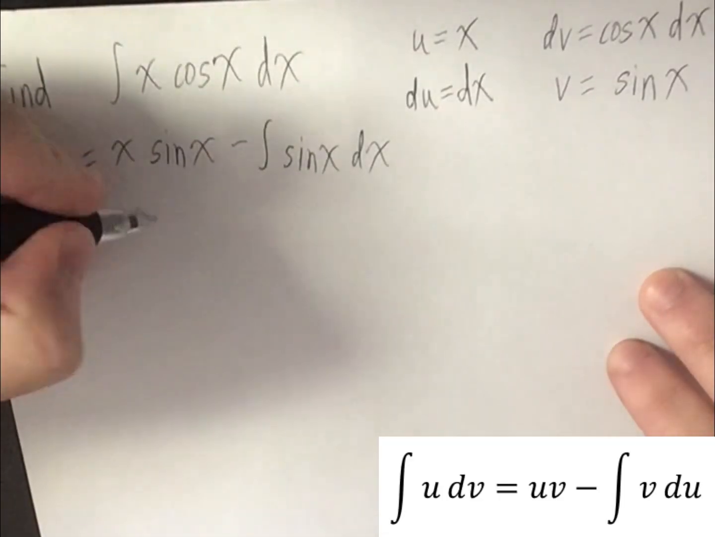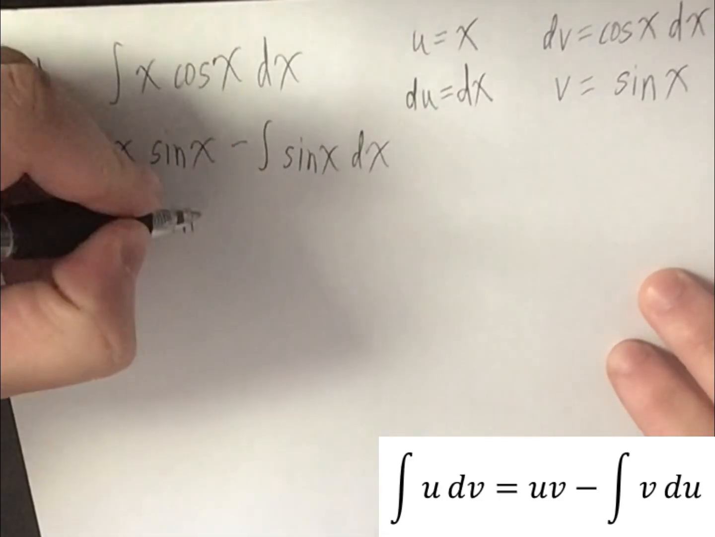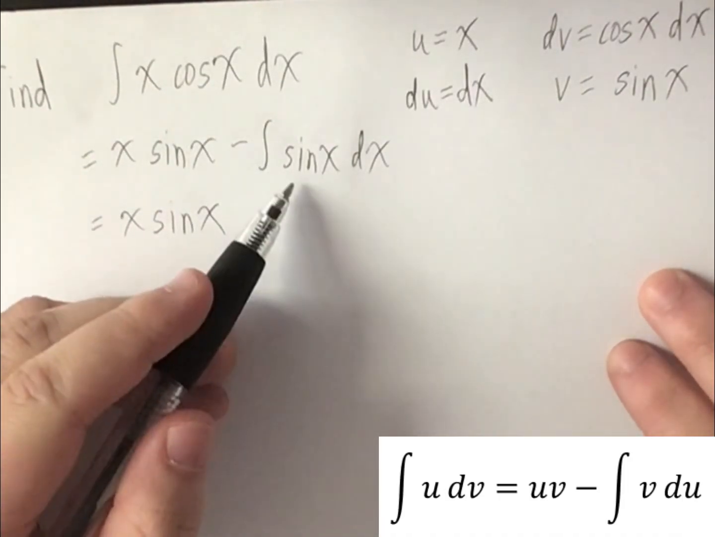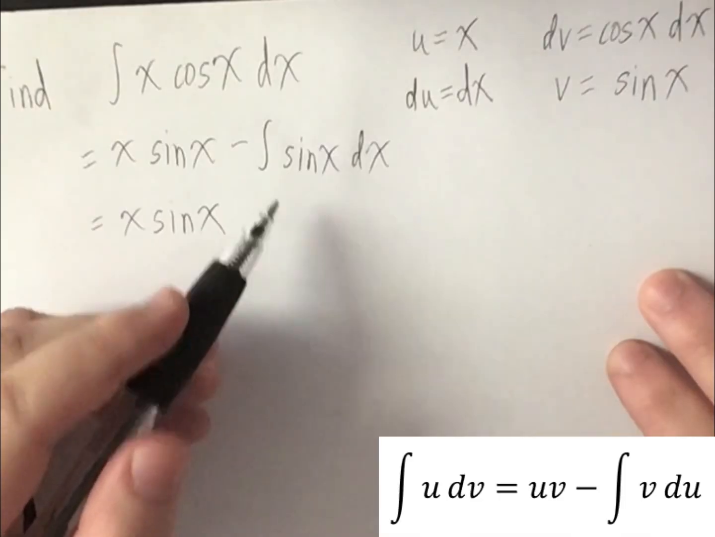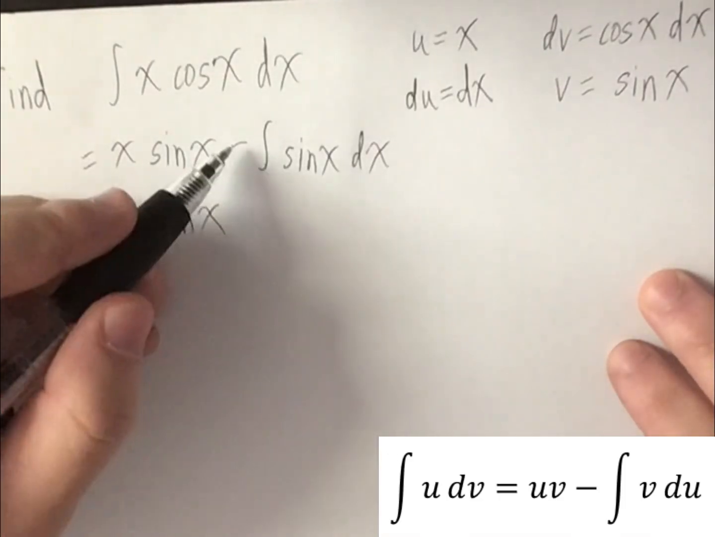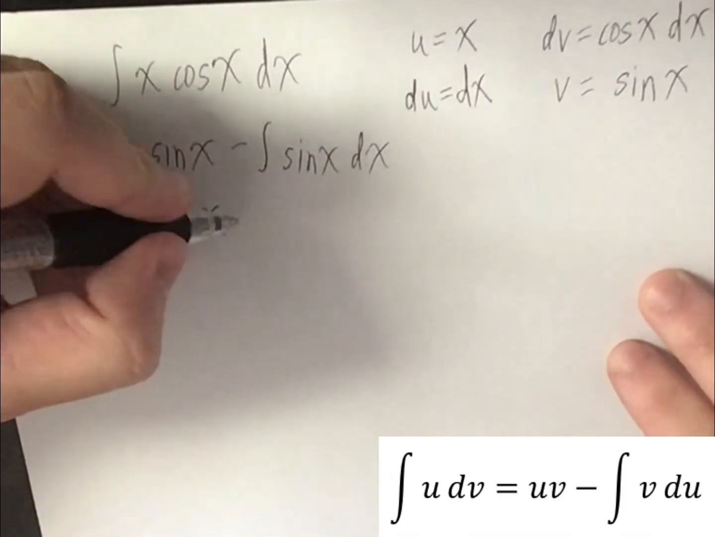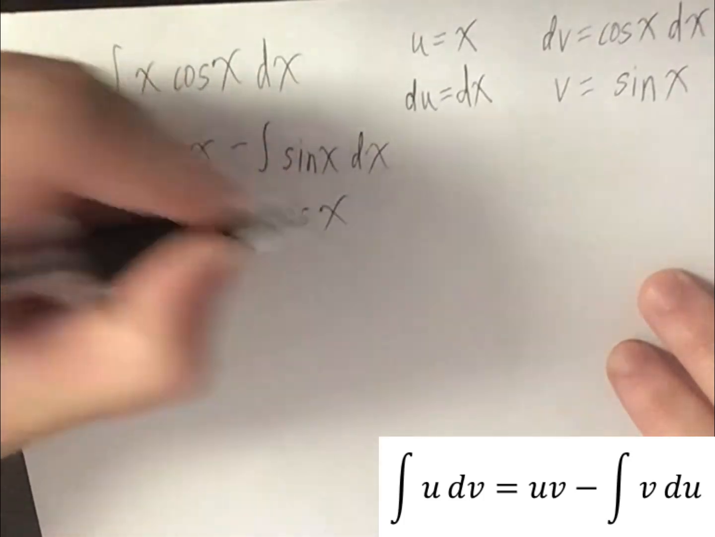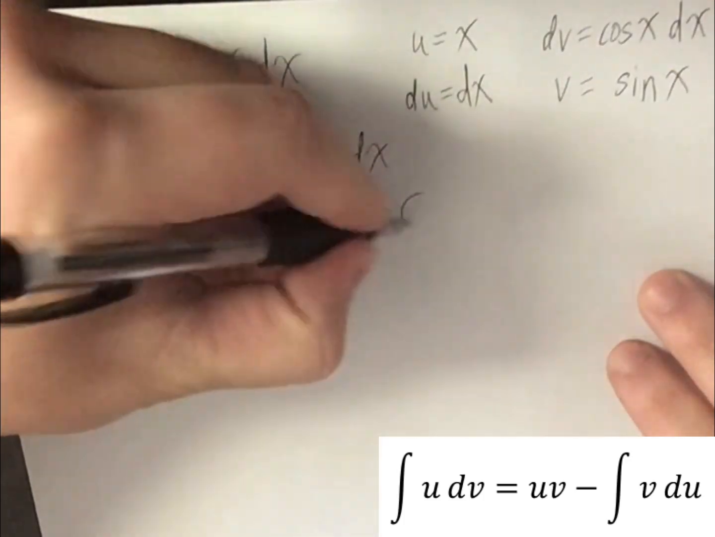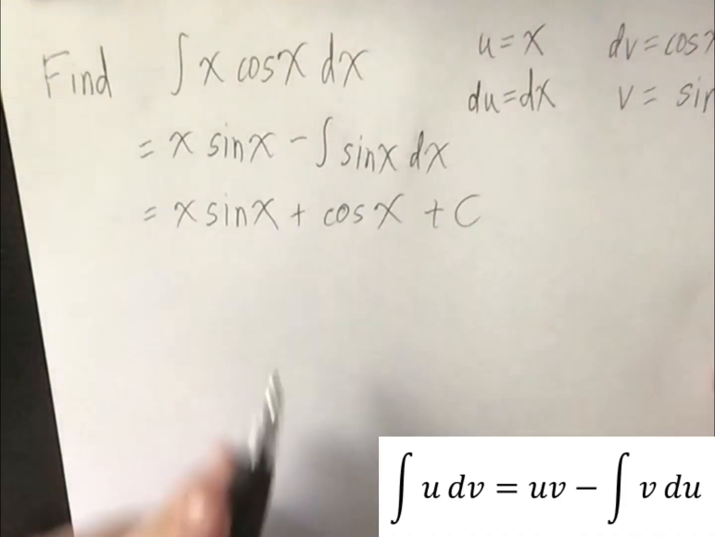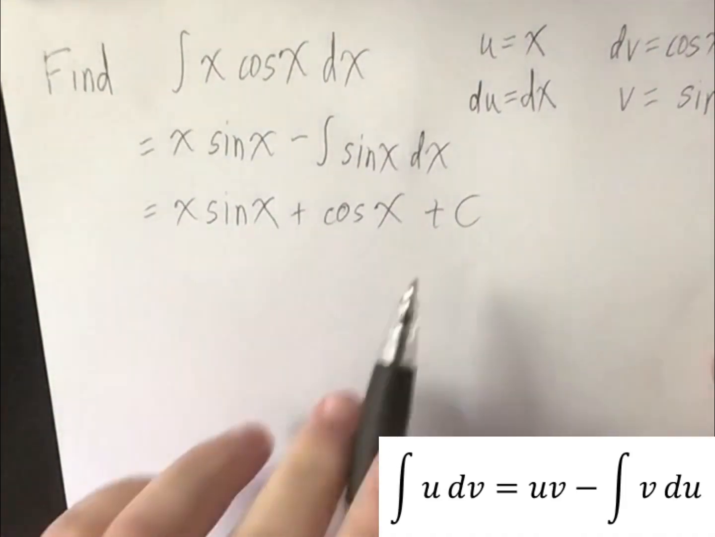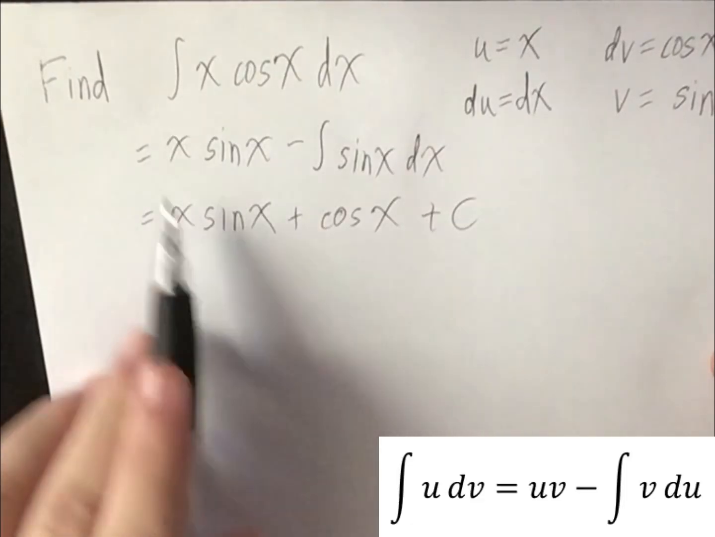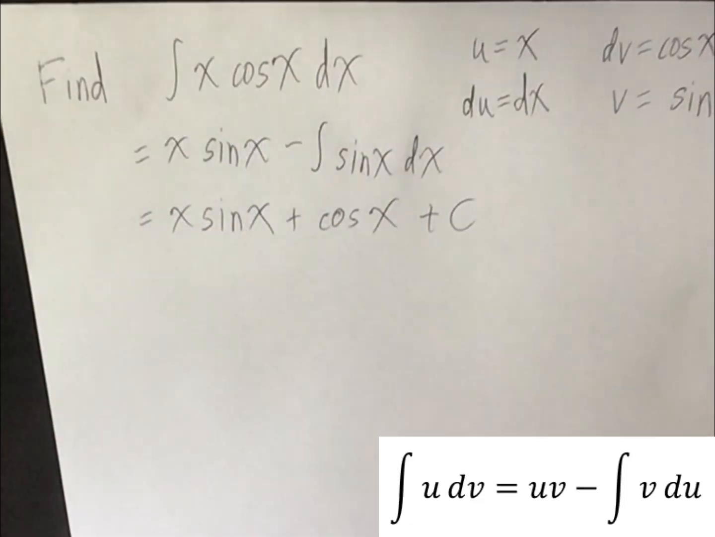The first part is already done. You don't need to change it. And if you can remember, the integral of sine of x is negative cosine of x. So the negative will cancel out with this negative, leaving a positive. So plus cosine of x. And don't forget to plus c at the end. So you are basically done with your problem now. You can go back to check it, differentiate this one to ensure you get the original expression.